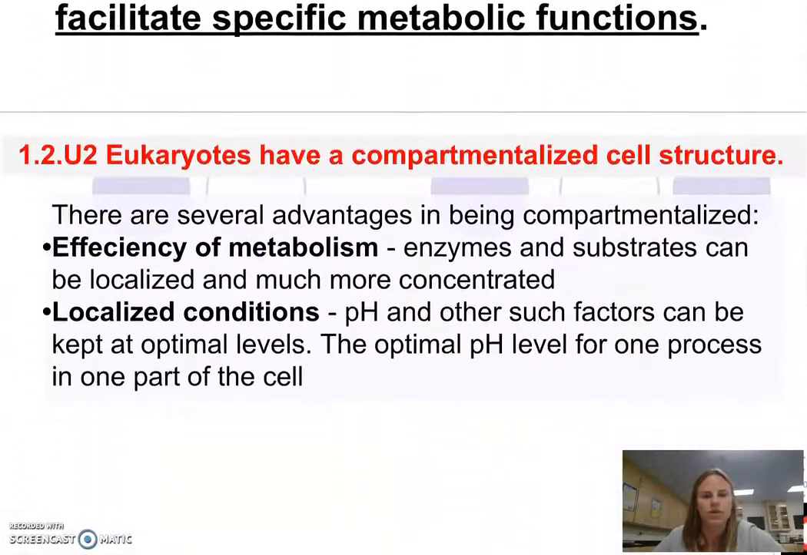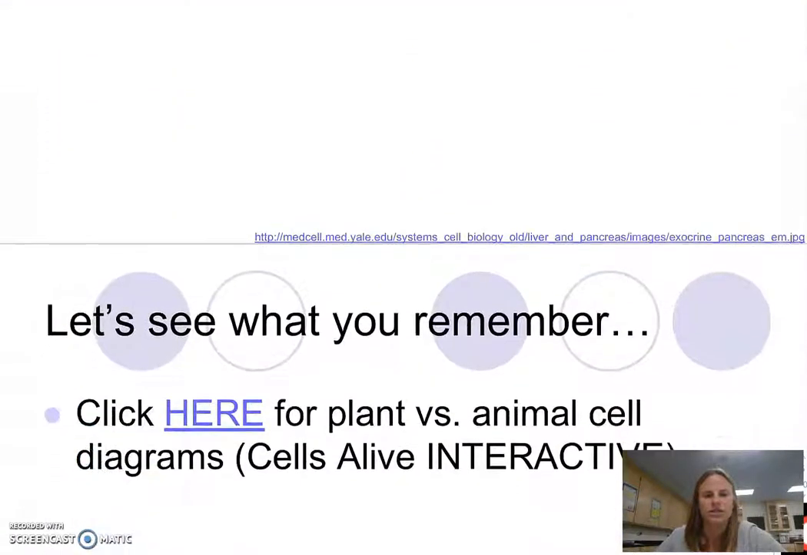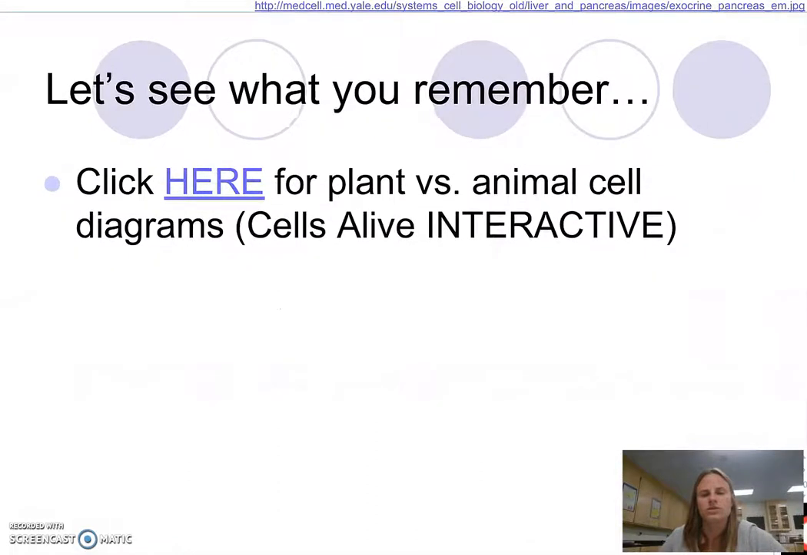So just to summarize, eukaryotes have compartmentalized cell structure, which enables the efficiency of metabolism and localized conditions. Eukaryotes fall into 4 different groups. You've got your fungi, protists, animals, and plants.